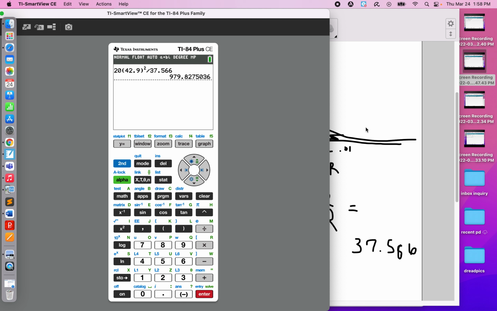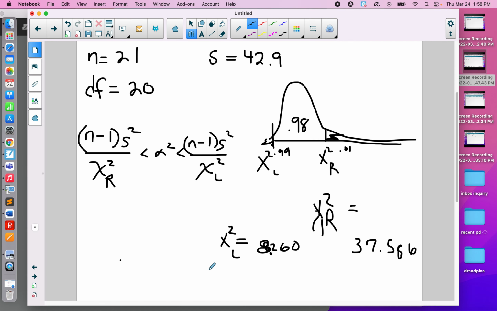All right, so I get 979.82, and I'm going to use second square root, because I want to do the square root of that answer. Boy, that's a big number, and we get 31.3. So 31.3 is less than the standard deviation of the population.